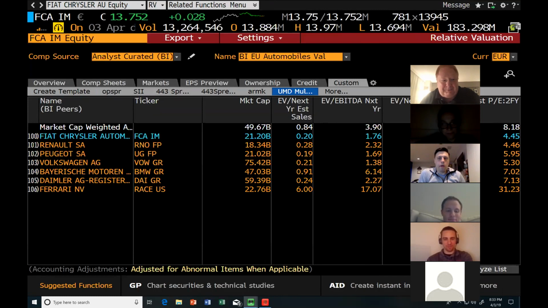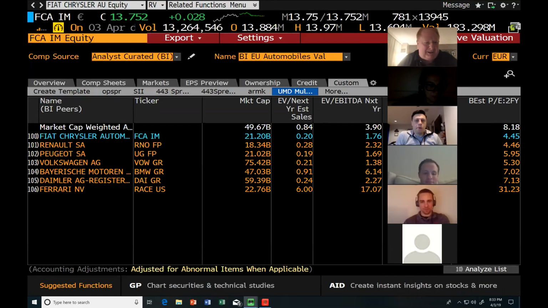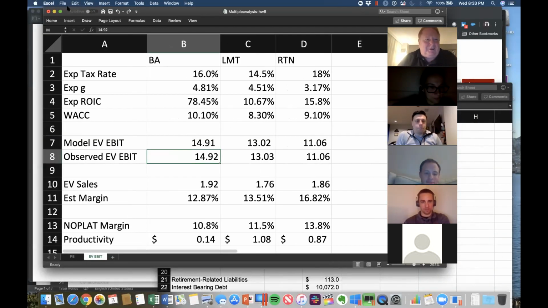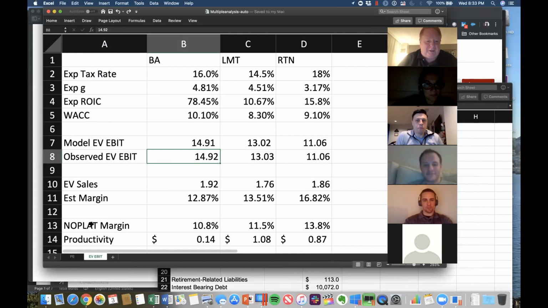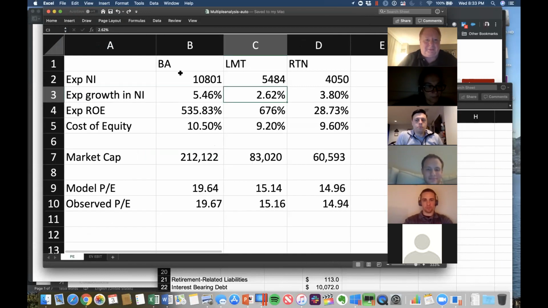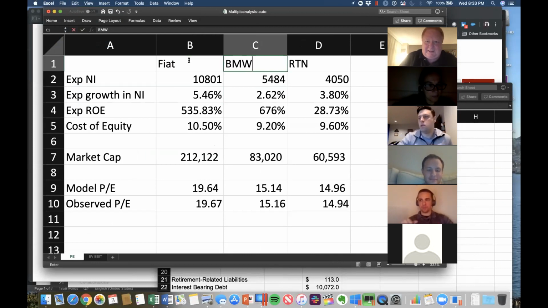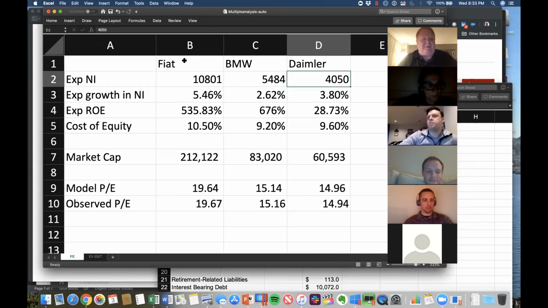All right, so let's see why Fiat Chrysler and a couple of their peers are trading where they are. Let's look at Fiat, BMW, and Daimler. Okay, file save. And by the way, think of this as auto. This is what you're going to have to do for next week, so we'll practice for your multiples assignment. We've got Fiat, BMW, and Daimler, which is Mercedes-Benz.